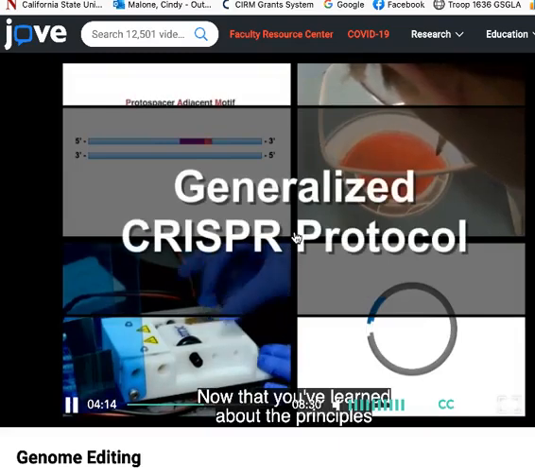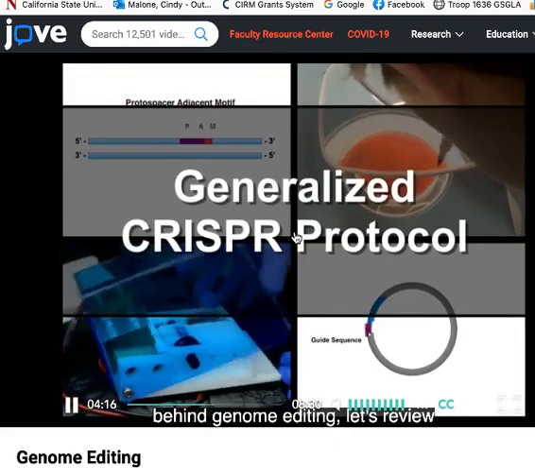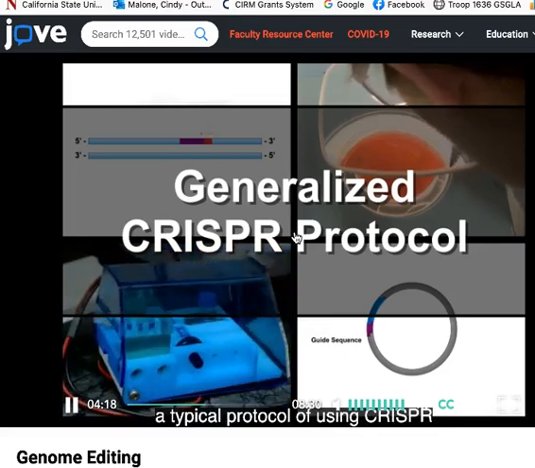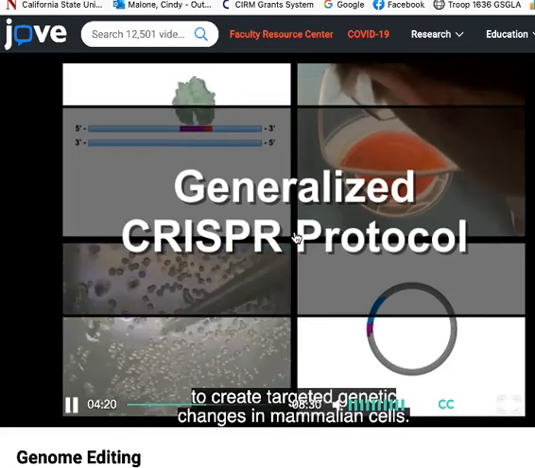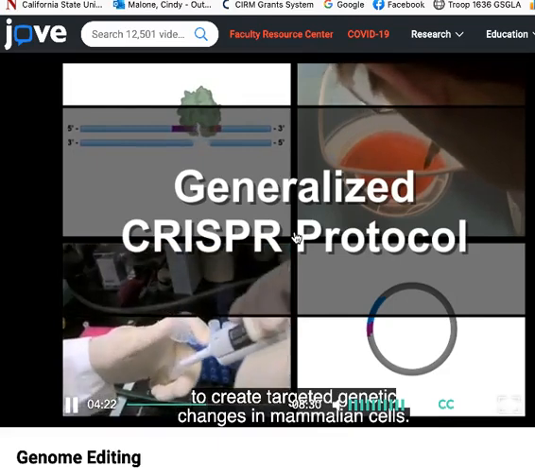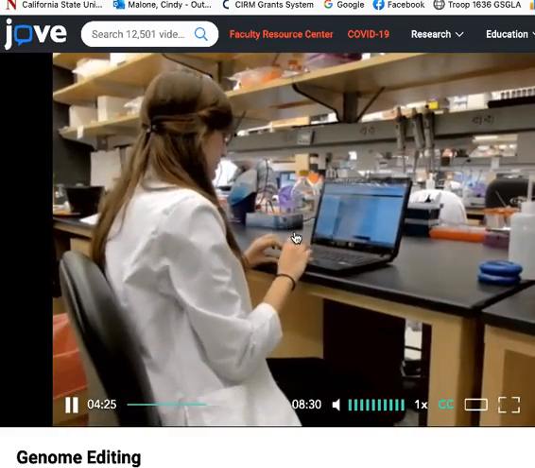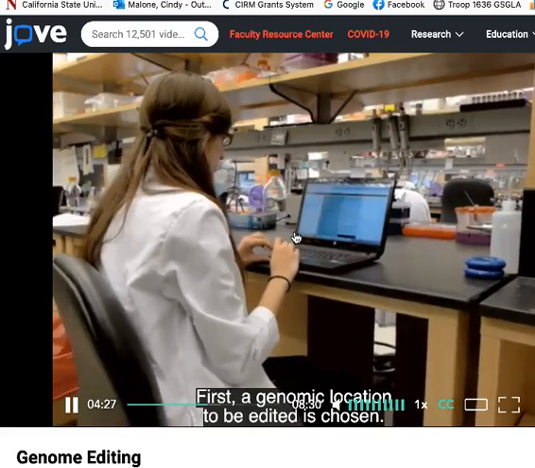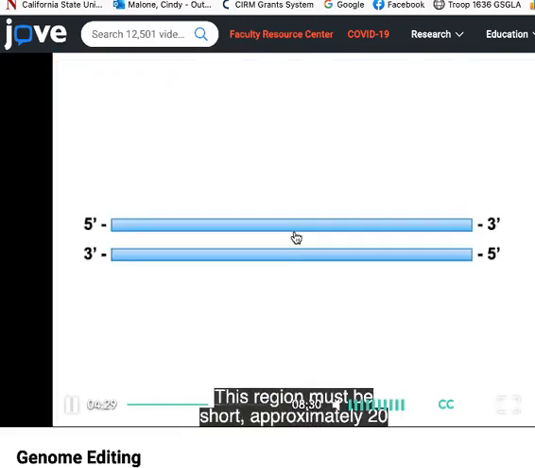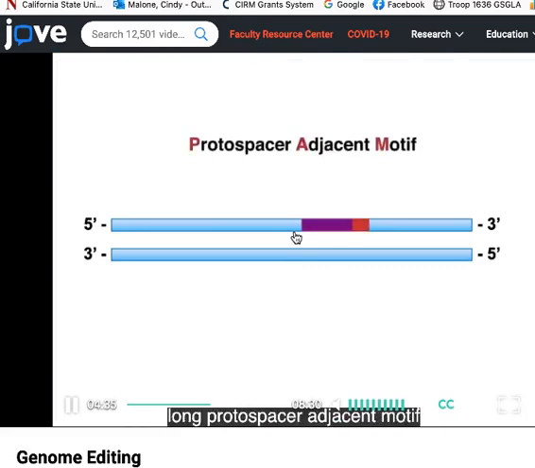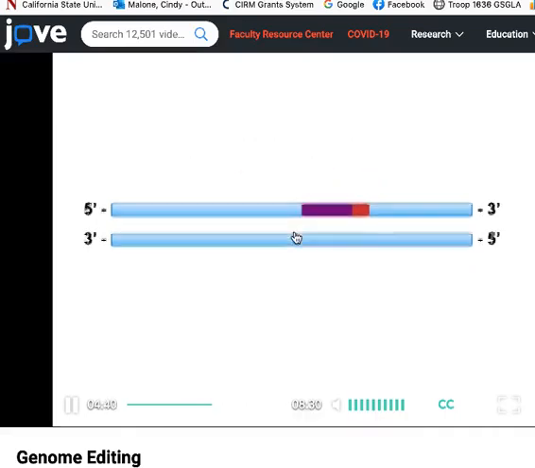Now that you've learned about the principles behind genome editing, let's review a typical protocol of using CRISPR to create targeted genetic changes in mammalian cells. First, a genomic location to be edited is chosen. This region must be short, approximately 20 base pairs in size, and possess a 3 base pair long protospacer adjacent motif, or PAM, at its 3' end.